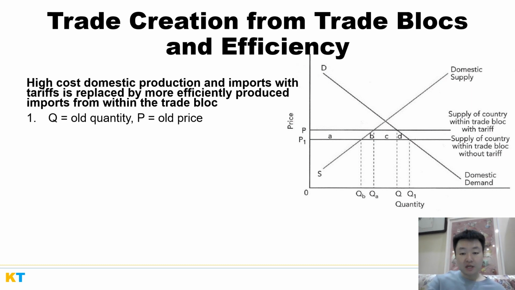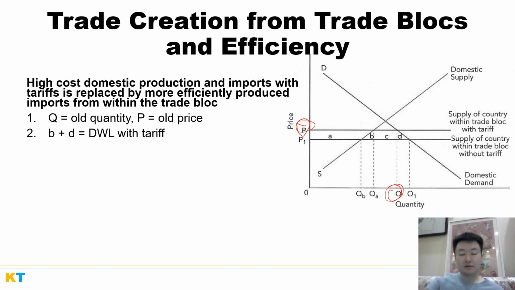So we have Q being the old quantity right here, and we have P being the old price. So this is before the country joined the trade bloc, and they had to pay tariffs and all of that. So here, if we look at B and D, this is deadweight loss with the tariff, because importers have to pay a tariff because that's just the law. They're not in the trade bloc yet. And so you can understand P1 as the price without tariffs, and without a government intervention, this is maximum efficiency.